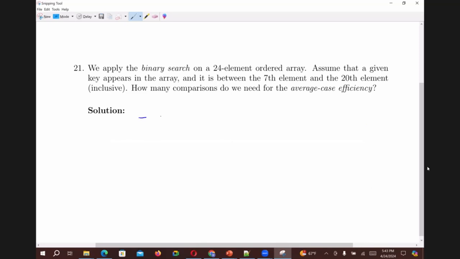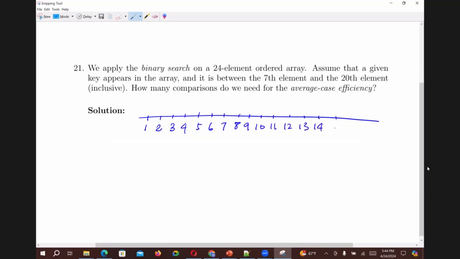Here, let me draw this line segment representing this array. This array contains 24 elements. So here, let me just write from 1, 2, 3, 4, 5, 6, 7, 8, 9, 10, 11, 12, 13, 14, 15, 16, 17, 18, 19, 20.